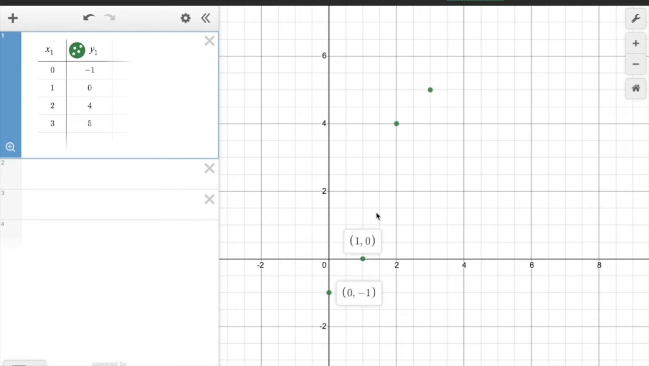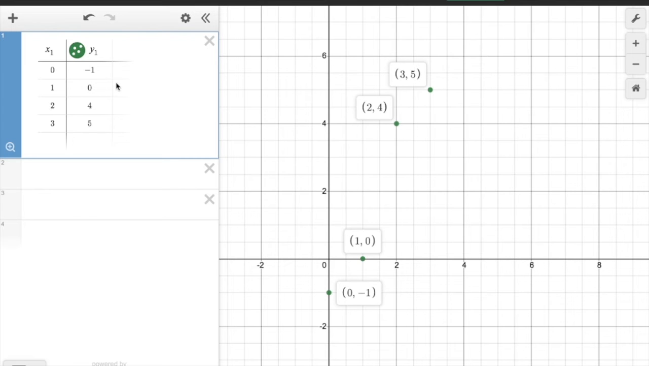Each one of those represents one of the pairs of numbers in my table of values. So 0 and -1, that's this point here. 0 on the x, -1 on the y. And you have 1 and 0, that goes here. Then 2 and 4, that's 2 and 4. Then 3 and 5. All right, so this is a relation.